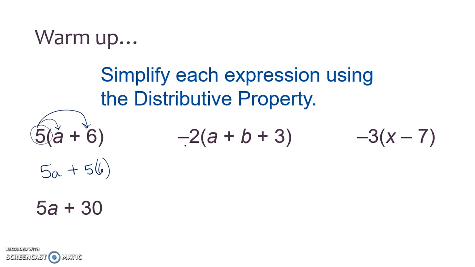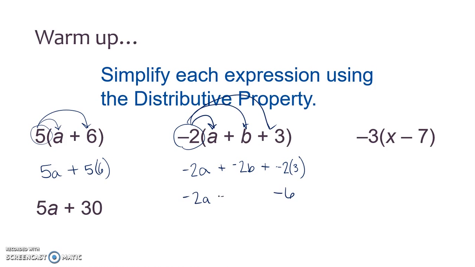Moving on down the row here, we have negative 2. We're going to distribute that to a. So we'll have negative 2 times a plus negative 2 times b, which will be negative 2 times b, plus negative 2 times 3. Well, what is negative 2 times 3? That would be negative 6. So we have negative 2a plus negative 2b.